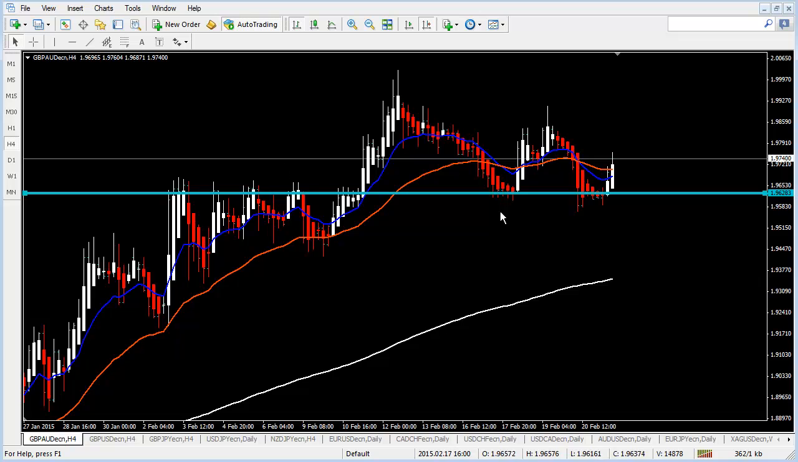Right now we don't have a direction. It's an uptrend, but the price is ranging on this uptrend. Okay, so focus on the setups, don't be hasty.